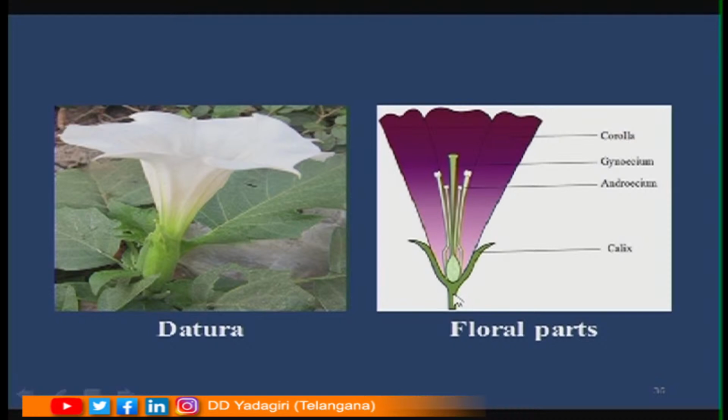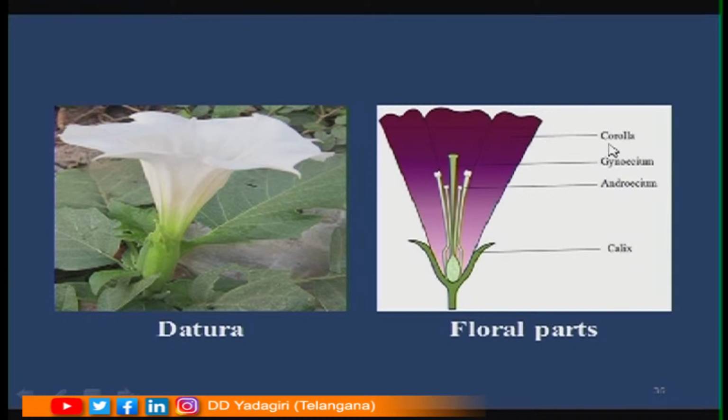Pedicel. This pedicel, when it comes to the upper portion, slowly gets swollen, and this swollen portion is called thalamus. And now over the thalamus, the floral organs are arranged in the form of circles, that is called whorls. So, there are four floral organs. What are they? The first one is calyx. Calyx is made up of sepals. Sepals are green in color. What is its function? It gives protection.